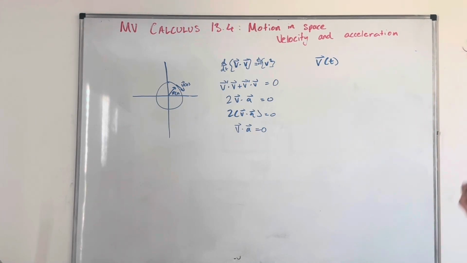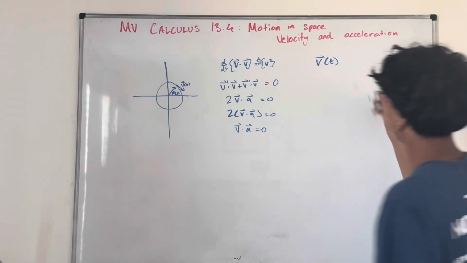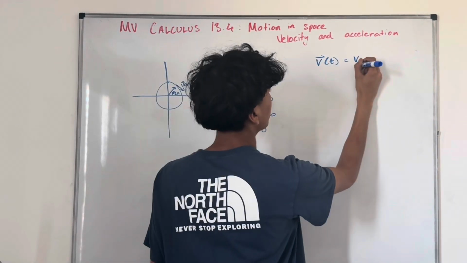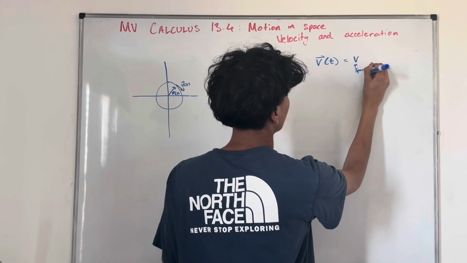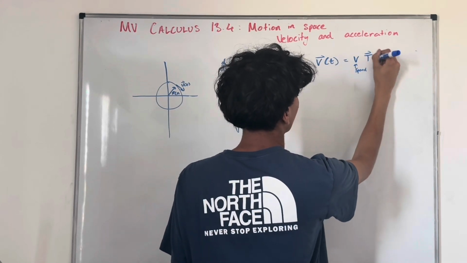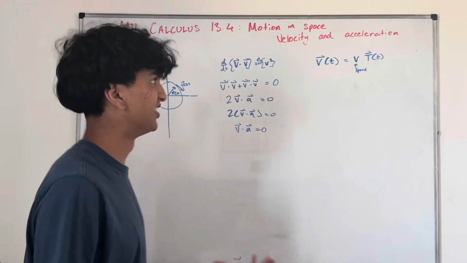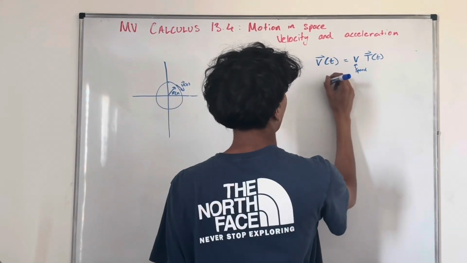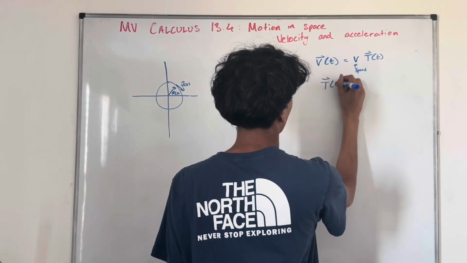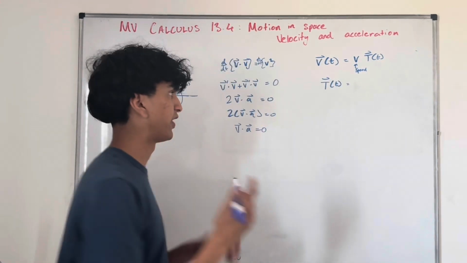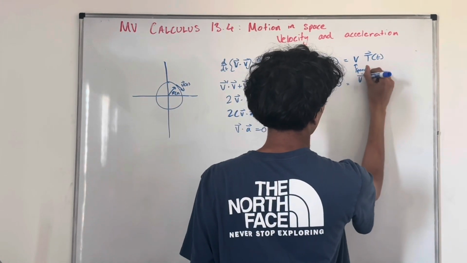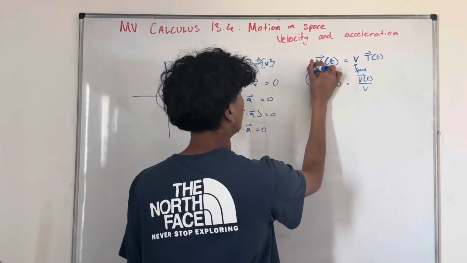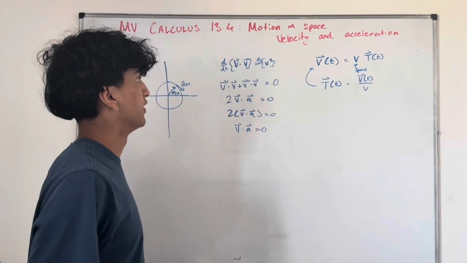So the velocity v of t will always end up being the magnitude v, which you can think of as speed, times the unit tangent vector. The unit tangent vector is defined as the derivative of the position vector, which in this case is the velocity, over the magnitude of the derivative, which in this case is speed.